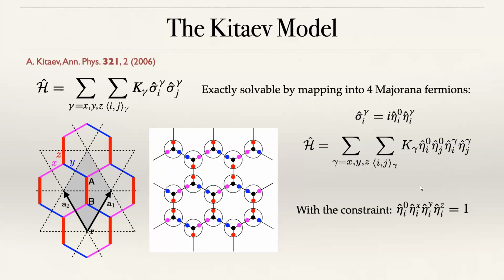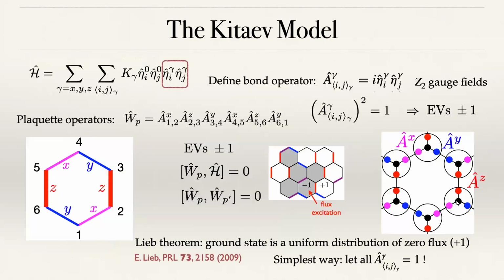One might realize that by mapping this into 4 Majorana fermions, we are actually enlarging the Hilbert space twice. So we have to address this constraint to go back to our physical Hilbert space. And it also fixes the spin algebra. So after rewriting, we have a quartic Hamiltonian of Majorana fermions. And this is still not exactly solvable.